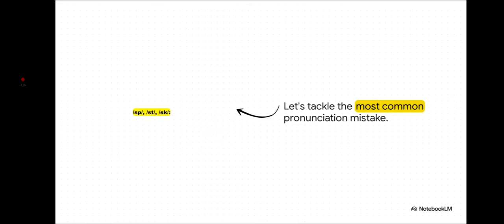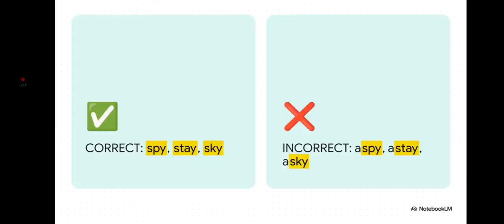This right here is where so many people get tripped up. And this shows it perfectly. It is so tempting to add a little vowel sound, like an A or an E, before that S. So instead of stay, people say estay. Instead of spy, they say espy. Just listen to the difference. Spy, espy. Stay, estay. See? That tiny extra vowel is the one mistake we have to get rid of.